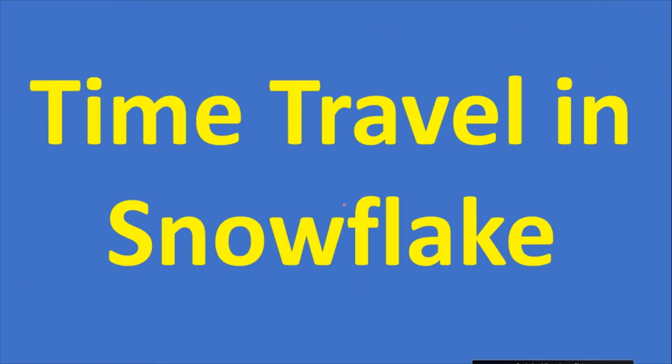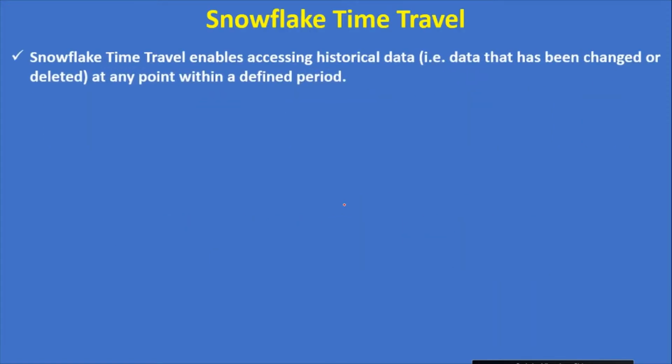In this video, I am going to talk about time travel in Snowflake. What is Snowflake time travel? Snowflake time travel enables accessing historical data at any point within a defined period. Here, historical data is nothing but data that has been changed or deleted from Snowflake objects like database, table, schema.